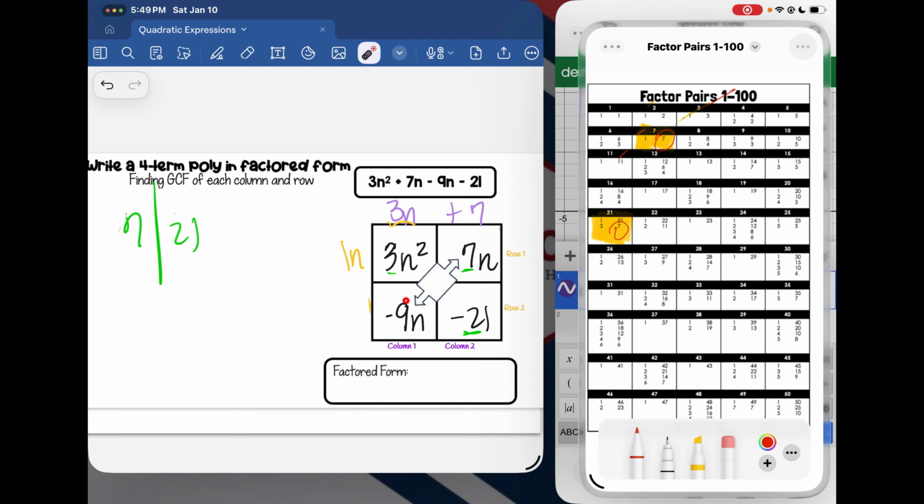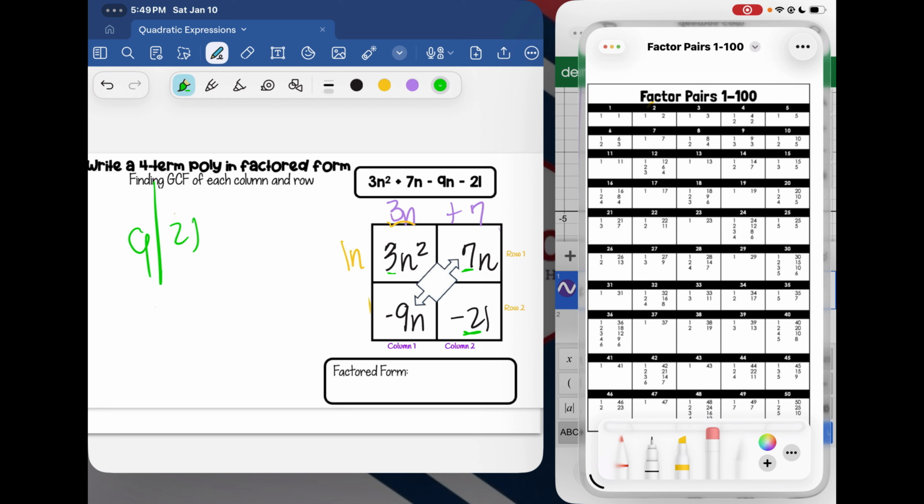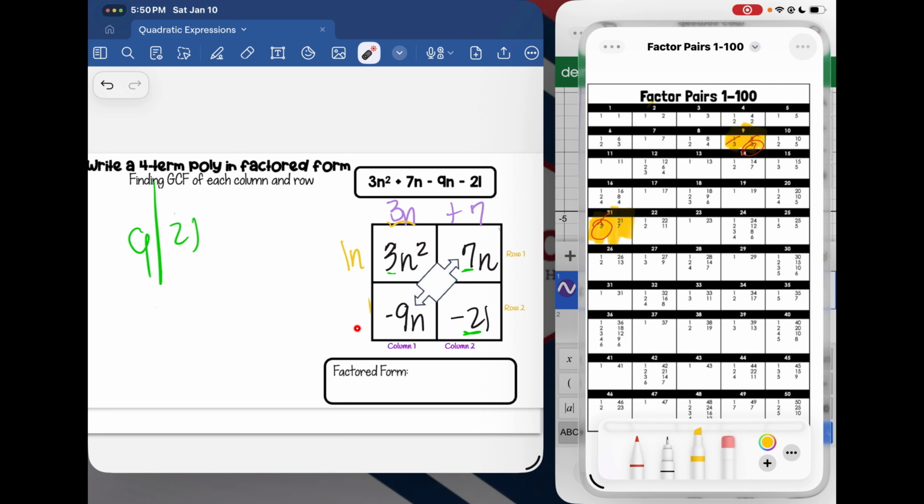All right. And then for this box right here, I can ask myself two things. What can I multiply by 3n to give me negative 9n? Or what's the greatest number that 9 and 21 have in common? So I come over to my factor pair list and I find 9 and I find 21. And I say, hey, what's the biggest number that they have that is common? Both of them have a 1. Both of them ain't got no 9. Oh, both of them got a 3, though. So that means 3 is the biggest number that they share. But this is negative 9. And if I want to multiply to negative 9, that means I would have to put it as a negative 3. Because a positive 3 times a negative 3 gives me negative 9. A positive 7 times a negative 3 gives me negative 21.